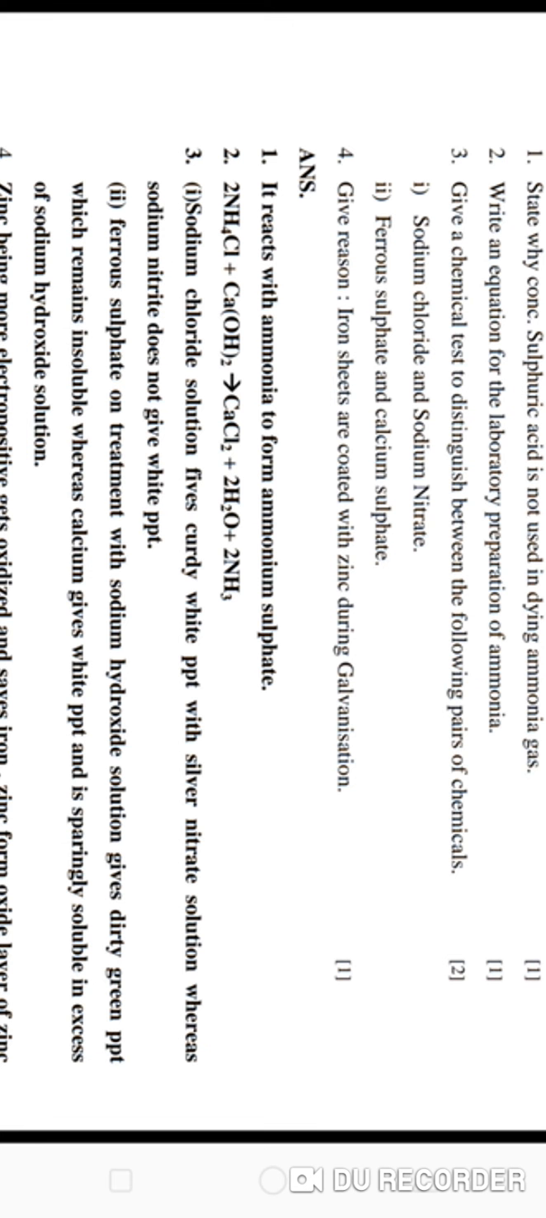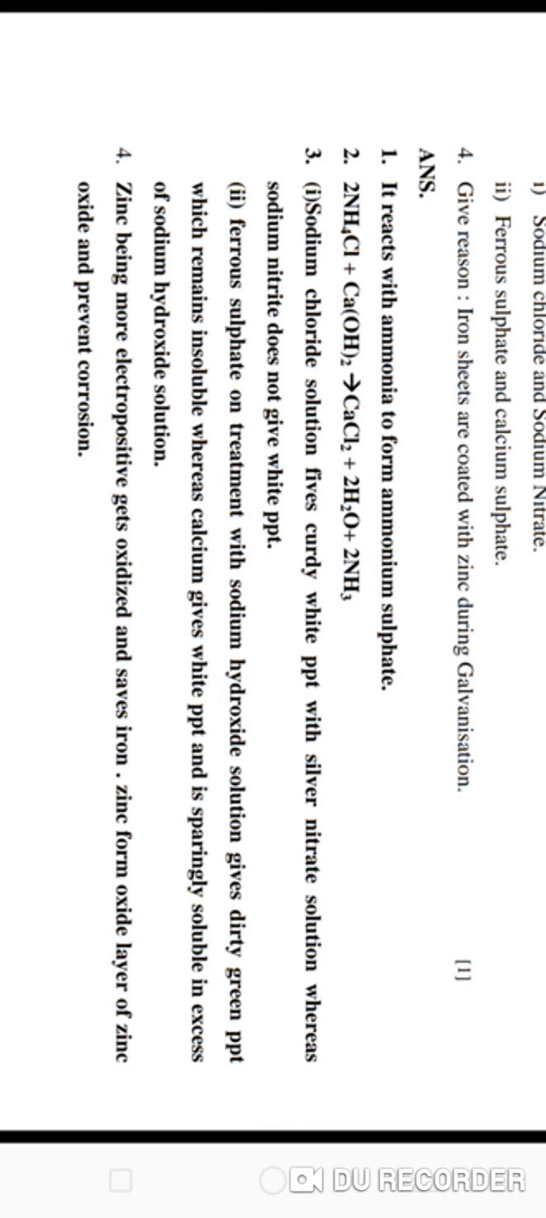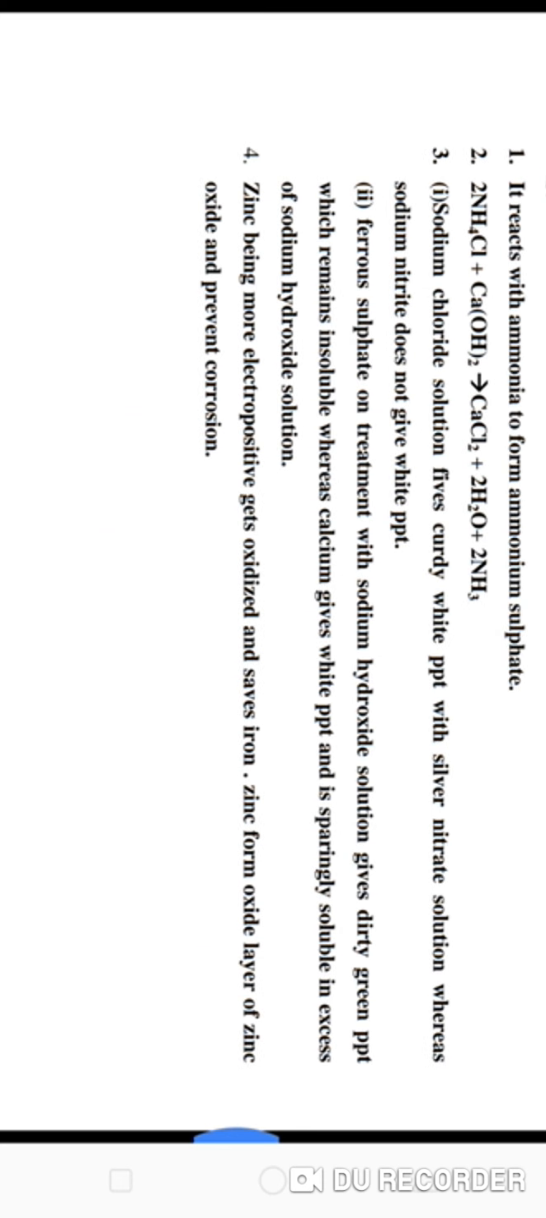Sodium chloride, sodium nitrate, we can use silver nitrate solution or ring test either. Ferrous sulfate, calcium sulfate, we can distinguish by using sodium hydroxide, which gives a dirty green precipitate and a white precipitate. And why zinc? Zinc is used for galvanization of iron sheets because zinc is more electropositive than iron, and it saves iron by forming an oxide layer over it.